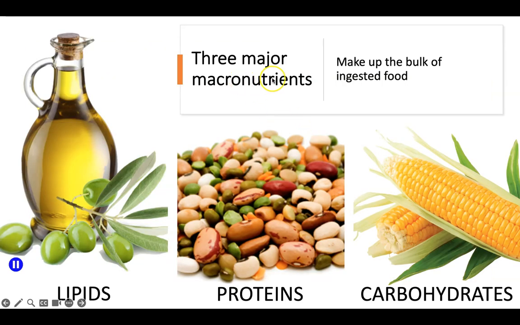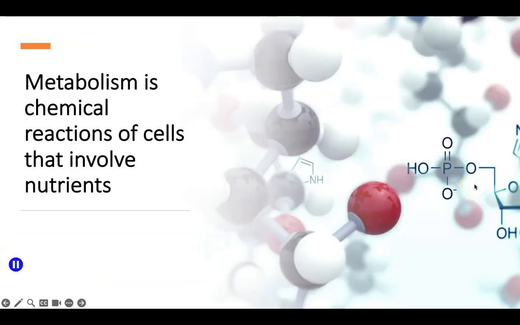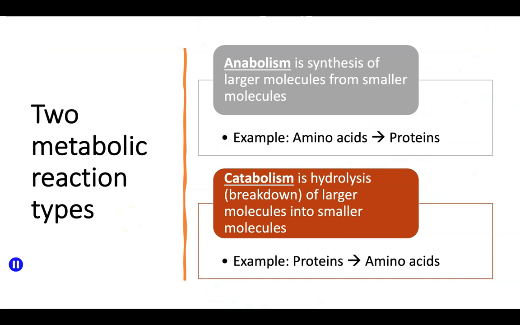There are three major macronutrients that make up the bulk of ingested food. These include lipids, proteins, and carbohydrates. Metabolism is the chemical reactions of cells that involve nutrients, such as those three macronutrients just listed. There are two metabolic reaction types. We have anabolism and catabolism.